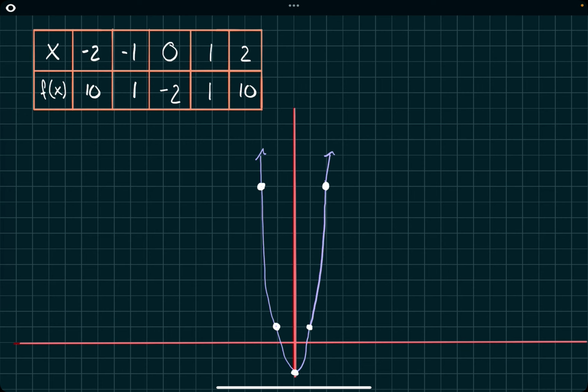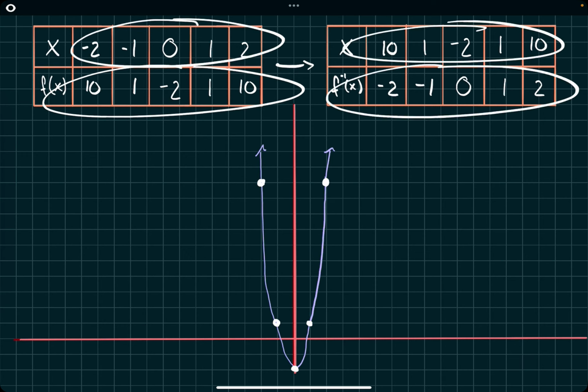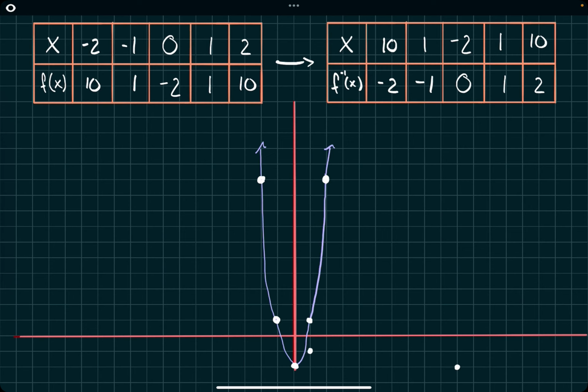Now how do we graph an inverse? Well, if we know the ordered pairs on the original function, what do we do? We just swap the x and y values. So all these f values that were down here become the x values for the inverse, and all these x values of the original become the f inverse values for the inverse. So now let's plot some of these. We have 10, -2; 1, -1; -2, 0; 1, 1; and then 10, 2. So now when we connect these points, it looks something like this.